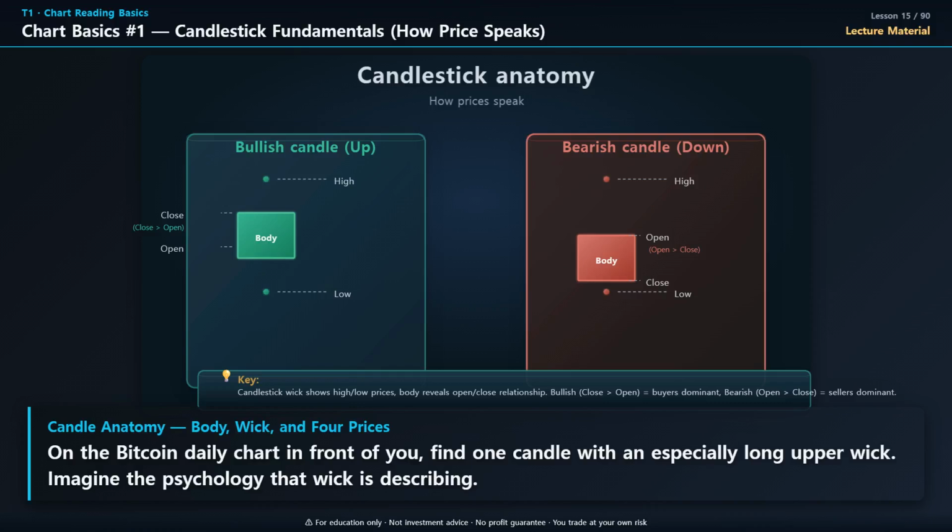On the Bitcoin daily chart in front of you, find one candle with an especially long upper wick. Imagine the psychology that wick is describing.